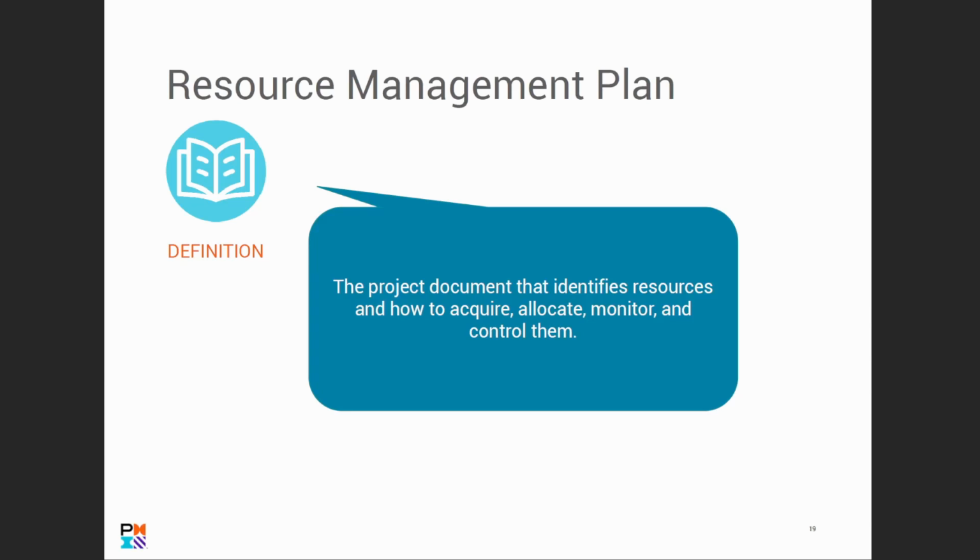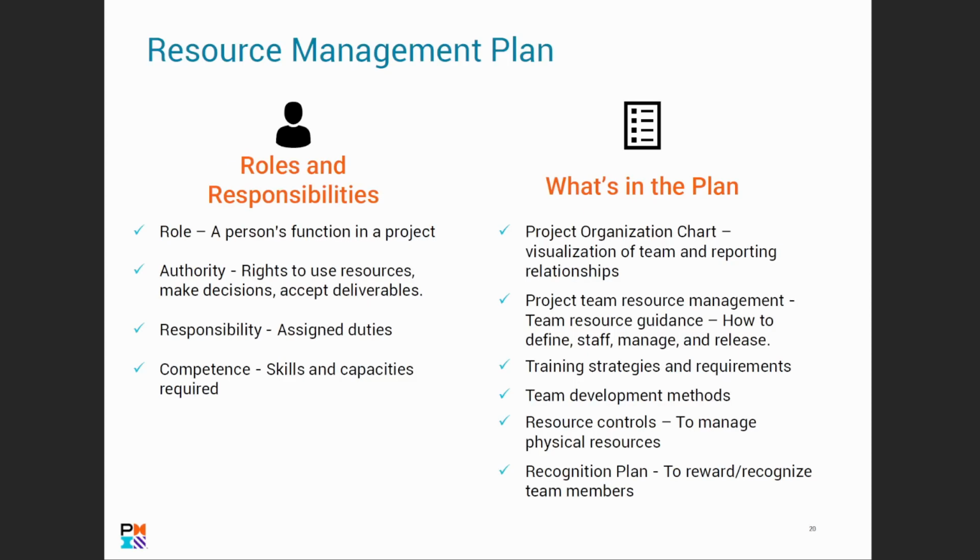All right, now let's look into the resource management plan. So what's a resource management plan? The project document that identifies resources and how to acquire, allocate, monitor and control them is the resource management plan. The resource management plan will define the roles and responsibilities. So the role is a person's function in a project. Authority is the right to use resources, make decisions, accept deliverables. Responsibilities are the assigned duties. Competence is the skills and capabilities required.